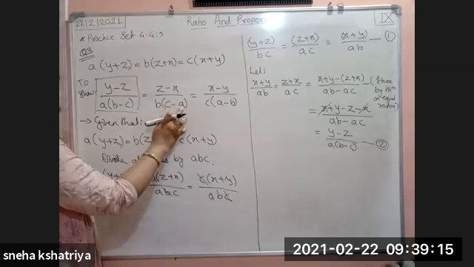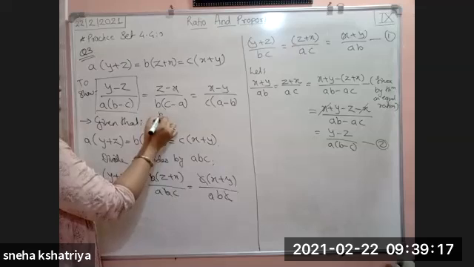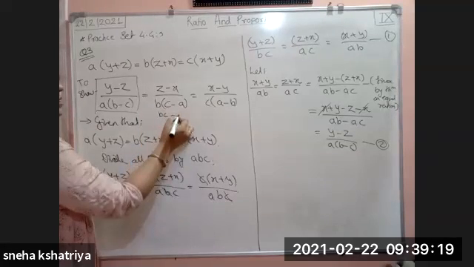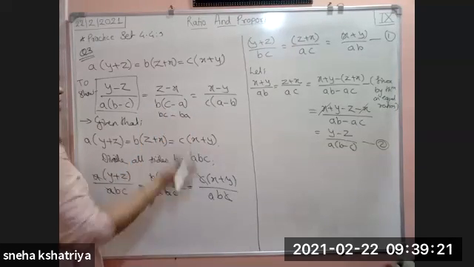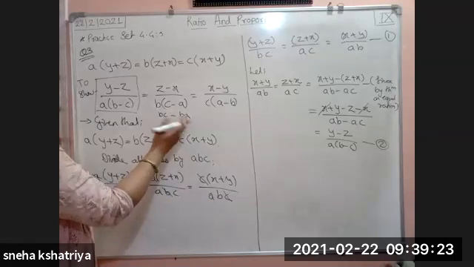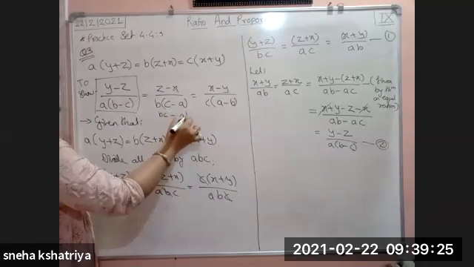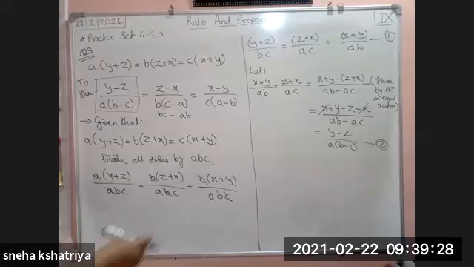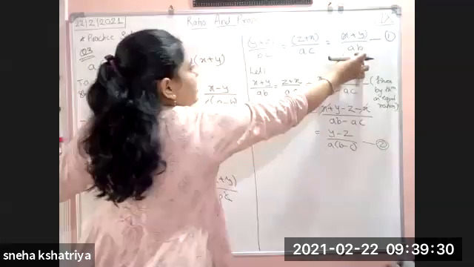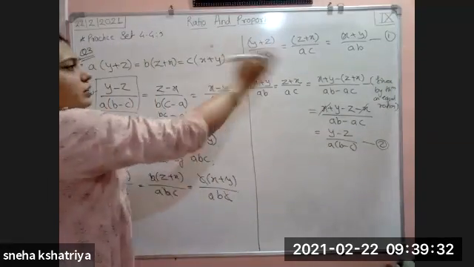BC and multiply B. Here it will become BC minus BA. BA means what here? AB. BA or this is AB, one and the same thing. So here it is BC. Here it is AB. So again take that two terms.